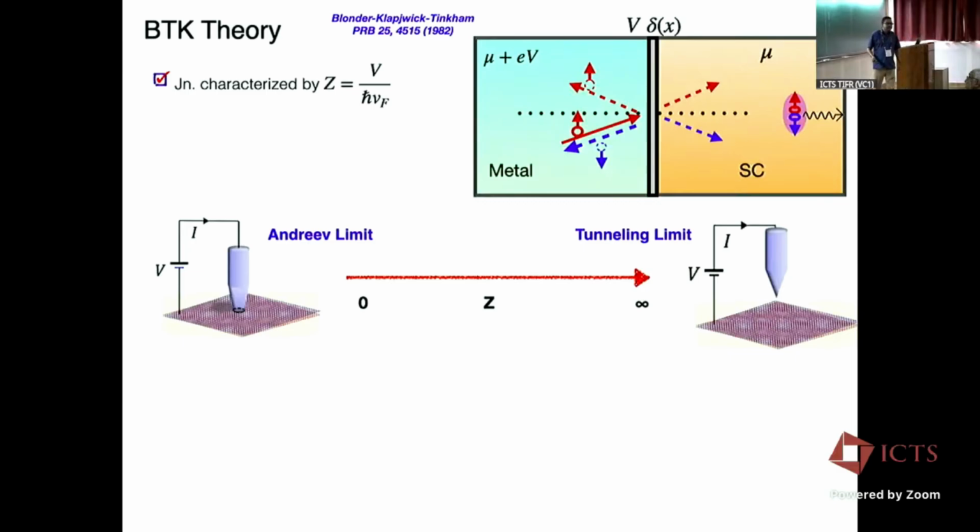So small Z would mean you have almost no scattering. It's almost a ballistic junction. Things can go through. And a high Z would be a very reflective junction, which would have very high resistance, and so on and so forth.